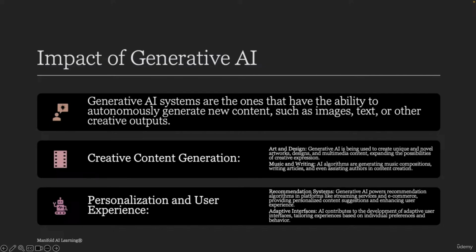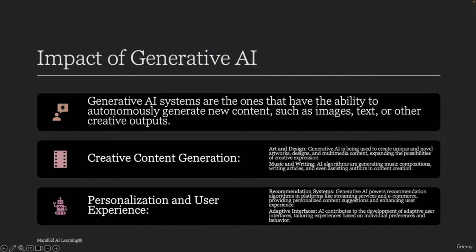As a result, the world is going crazy because this has applications in art and design. We can use generative AI to create unique and novel artworks, designs, and multimedia content, which is expanding the possibilities of creative expression. These models are also used in music and writing. There are various services out there these days, like AWS DeepComposer, and various other products under the generative AI space, which are capable of content creation.